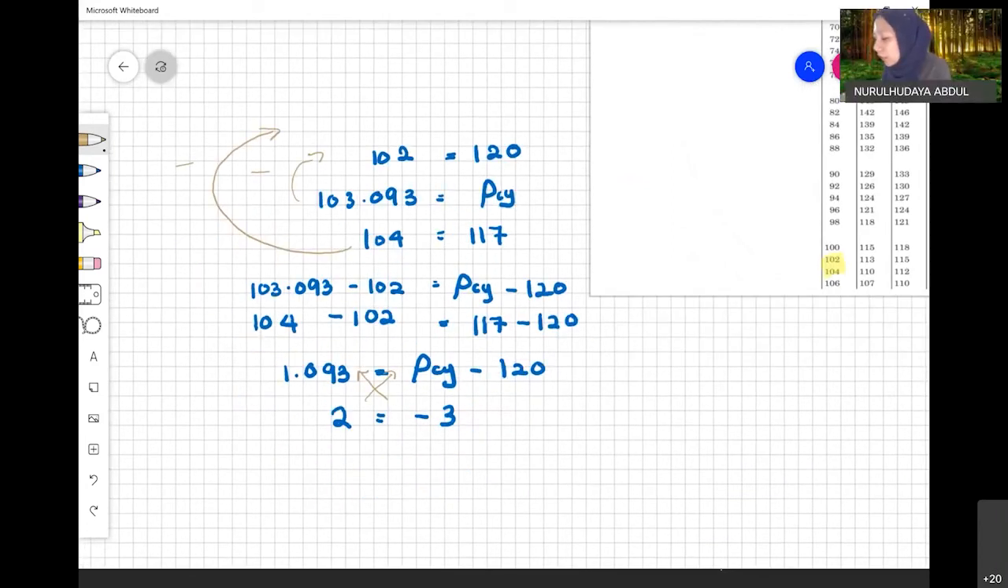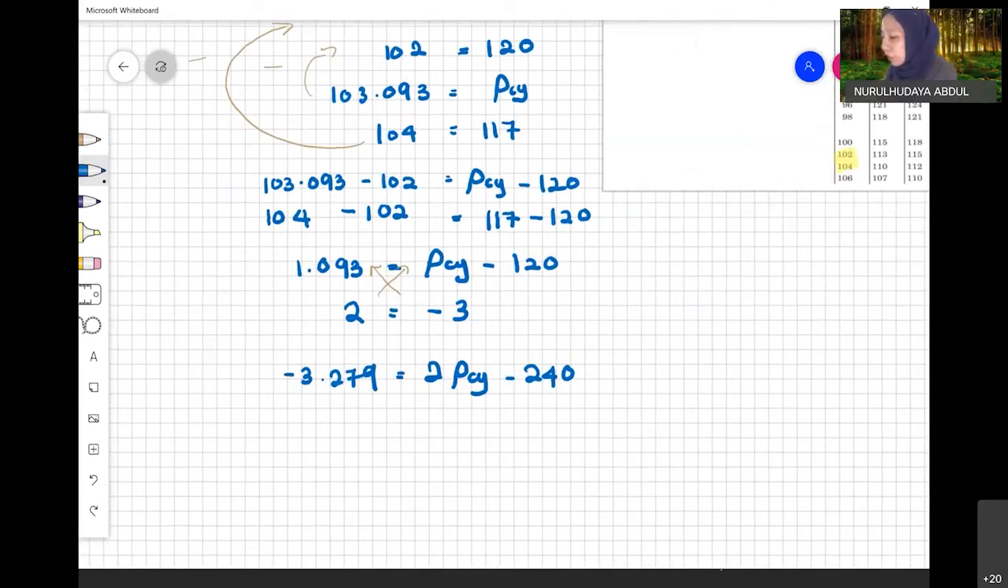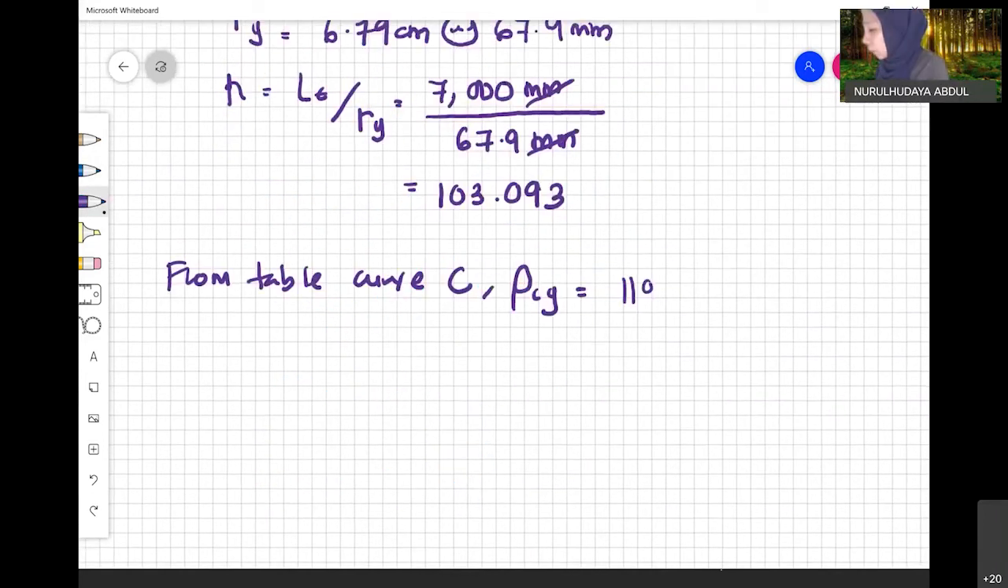Thank you, Fakruali. So negative 3, you multiply by 1.093, you will get negative 3.279 equal to 2 PCY minus 240. So this one you move there. 2 PCY equal to 236.721. PCY is 118.3605, so 118.361.